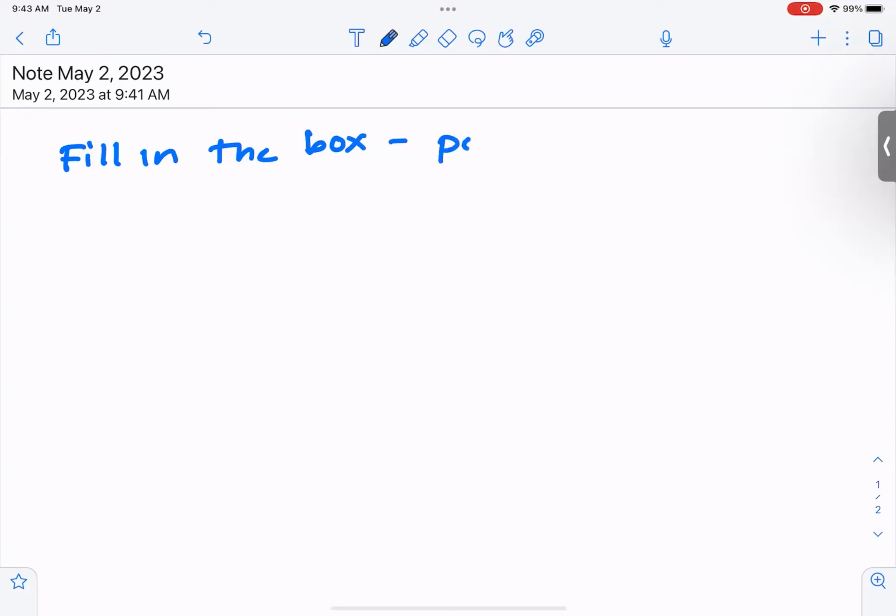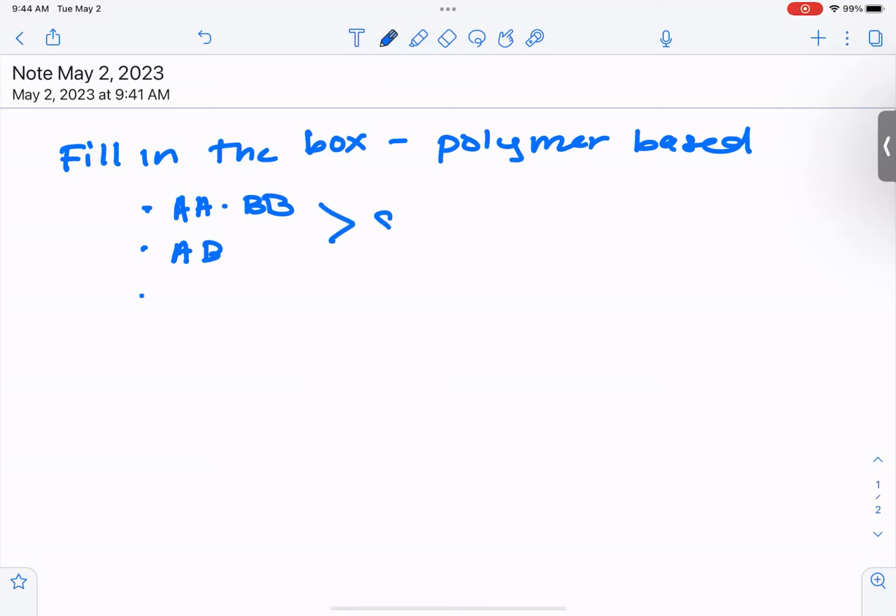All right, it's going to be polymer based. And so you're going to have the reactions that can do this, all right, are either going to be those AABB ones, the AB type polymer, so that was your step growth, or your chain growth. So those are your options.